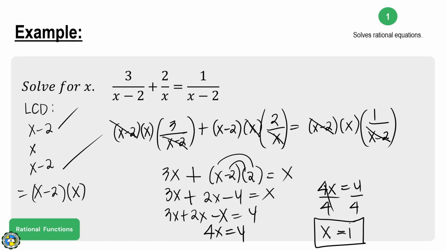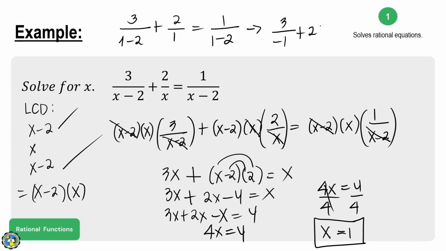So let's see if that is correct, no, na makakapagpa-satisfy ng ating given equation. So let's substitute. So we have 3 all over 1 minus 2 plus 2 all over 1 equals 1 over 1 minus 2. So 3 all over negative 1 plus 2 equals 1 over negative 1. This will be negative 3 plus 2 equals negative 1, and negative 1 is equals to negative 1. So correct po, no? The value of your x should be 1 for us to verify that the equations are equal.